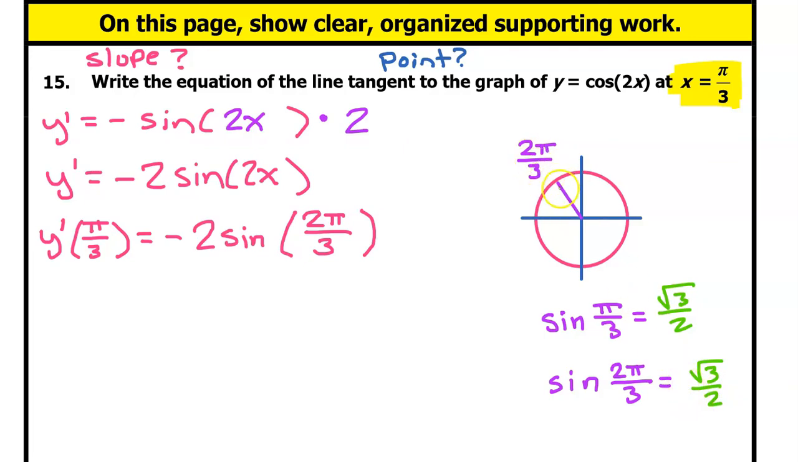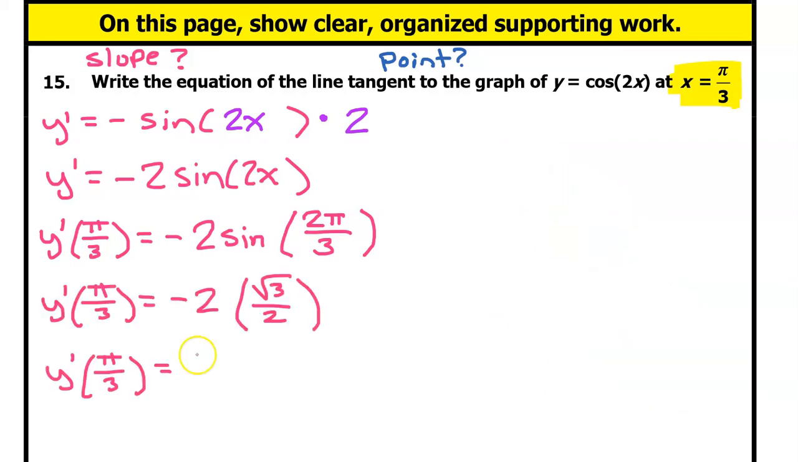But 2 pi over 3 is in the second quadrant. Sine is a y value. Y values are positive in this quadrant. So the sine of 2 pi over 3 is positive radical 3 over 2. So the slope is negative 2 times radical 3 over 2. But the 2 in the denominator will cancel out the 2 in the front, so we are left with negative radical 3. So this is the slope at x equals pi over 3.